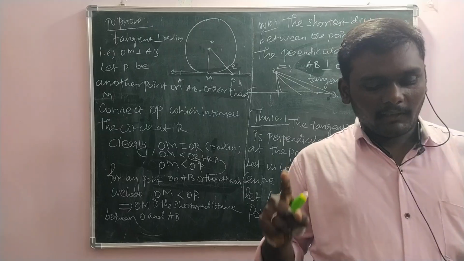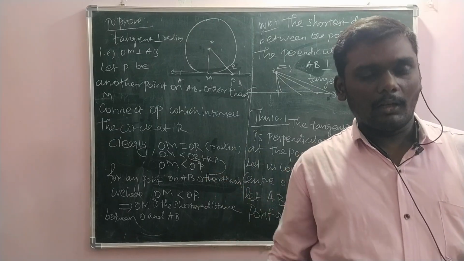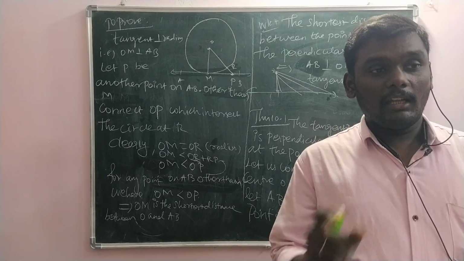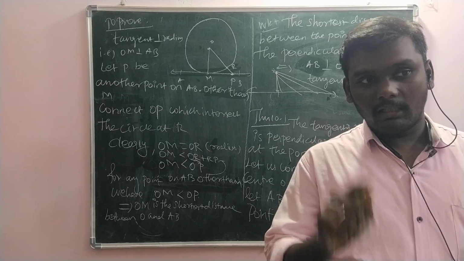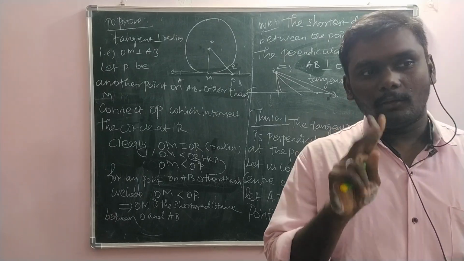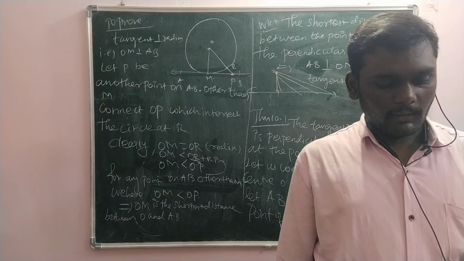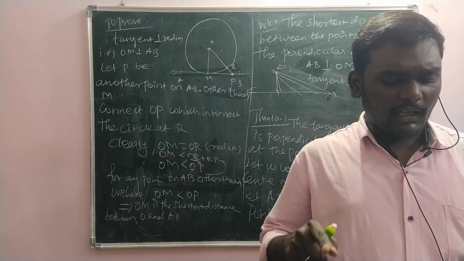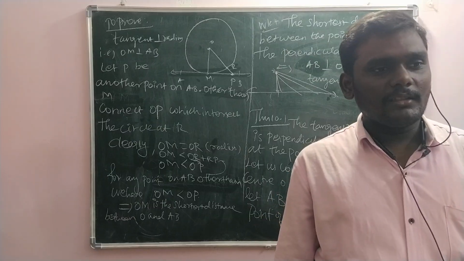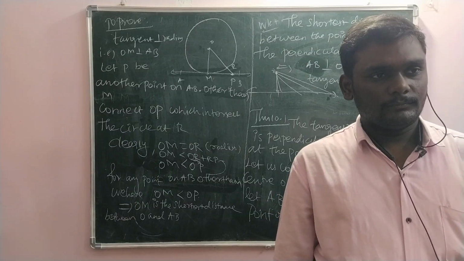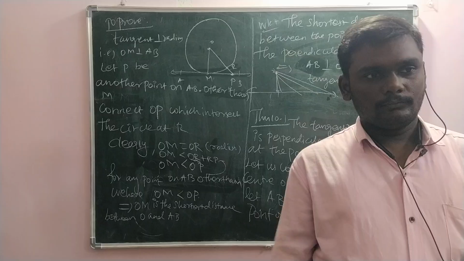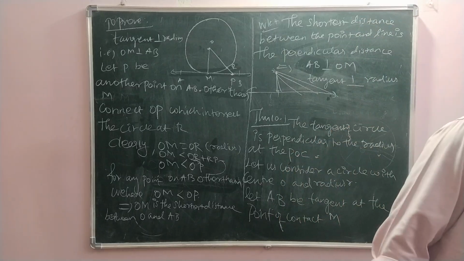A line intersecting a circle in 2 points is called, read it carefully, a line, it's not a line segment, a line intersecting the circle in 2 points is called a secant. Okay. A circle can have dash parallel tangents at the most. 2. Why it is 2, you know?